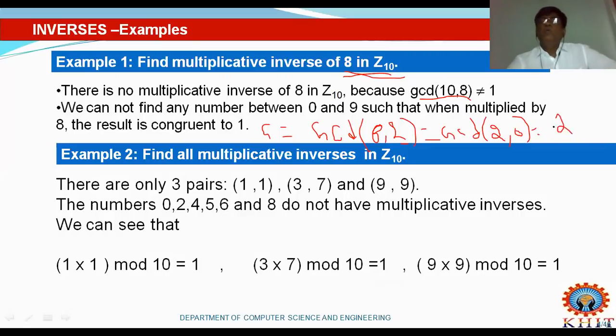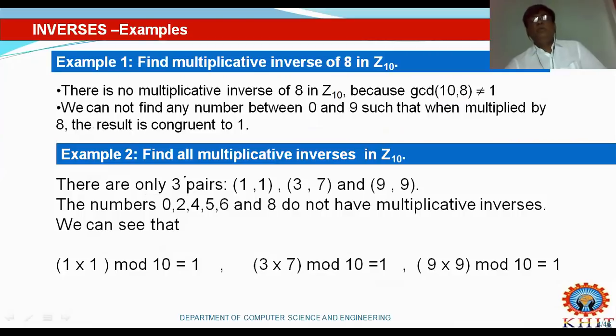So it's not 1. Since the GCD of 10 comma 8 is not 1, we can say the number 8 doesn't contain a multiplicative inverse in Z10. We cannot find any number between 0 to 9 such that when multiplied by 8, the result is congruent to 1. So there is no multiplicative inverse of 8 in Z10.